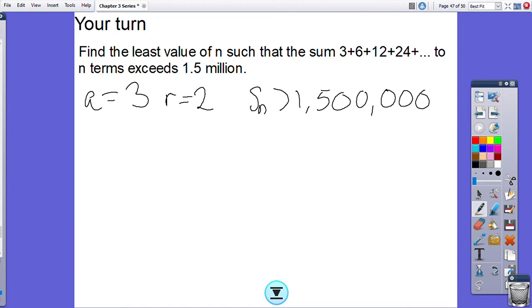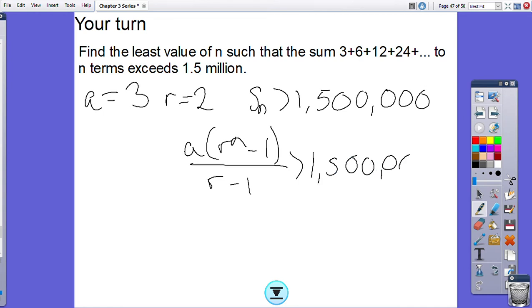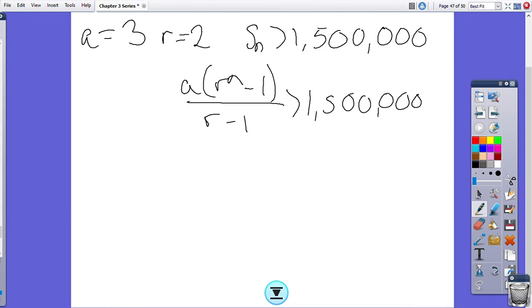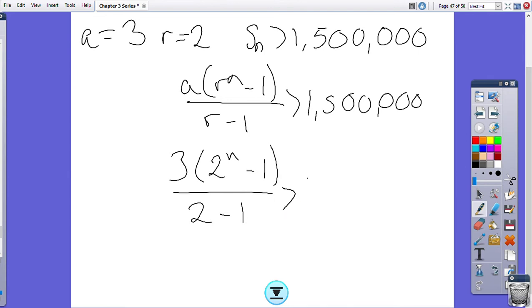Now, some of the first n terms. Since we're using r bigger than 1, (r^n minus 1) over (r minus 1) is bigger than 1.5 million. Why can't I just change it to like 15 or something like that? Right, okay. Let's sub in a number. Let's sub in 2, and we'll have (2^n minus 1) over (2 minus 1) is 1.5 million.